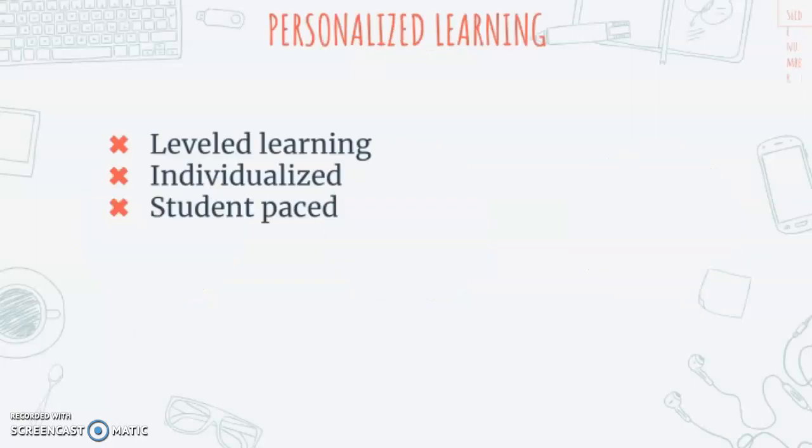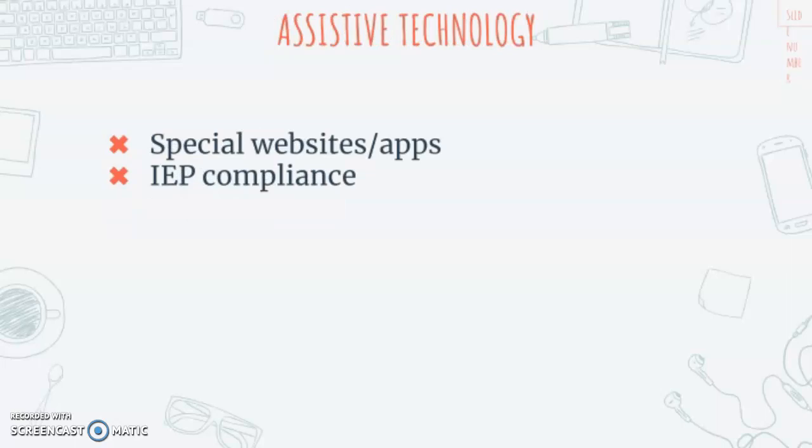For personalized learning, there'll be level learning. It'll all be individualized and student-paced. If a teacher is done their lesson or in small groups, students can work at their own pace on their level. Assistive technology, we can have special websites or apps that help our students that need it, and also makes us IEP compliant.